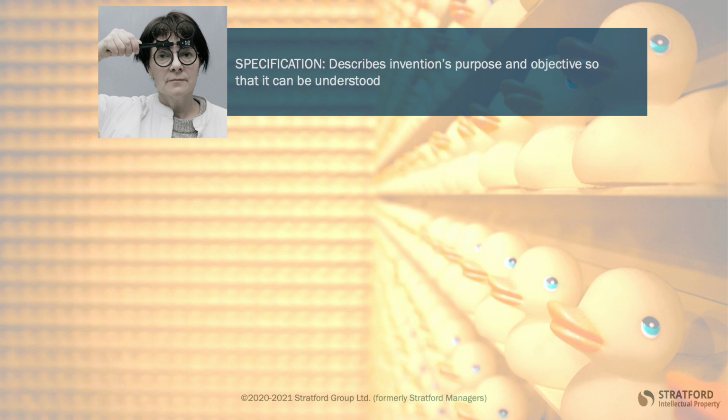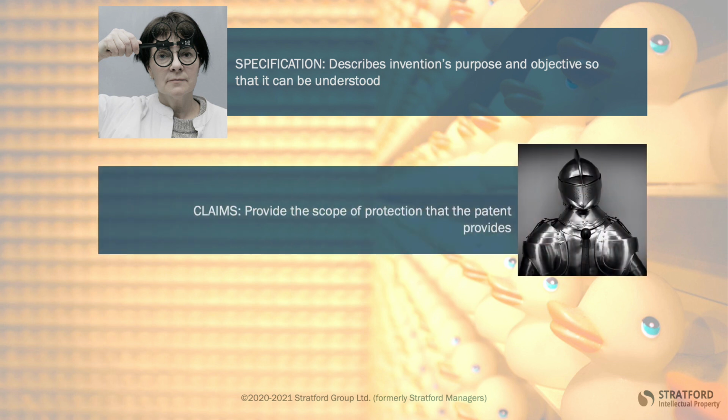The purpose of the specification is to describe the invention and its purpose and its objective in such a way that someone skilled in the art could understand it. It may also be used to limit the breadth of the claim language if there is any uncertainty as to how the claims are construed when evaluating for infringement.